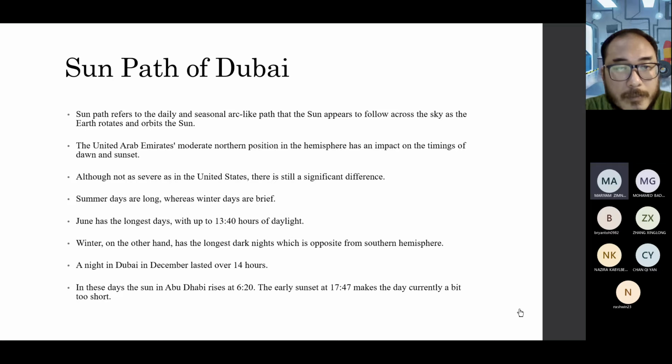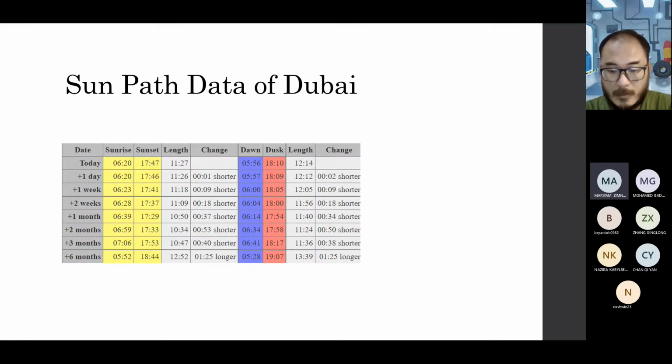So as you can see here, the days are getting shorter. For these months, for about 6 months, it's getting shorter, and then the next slide.